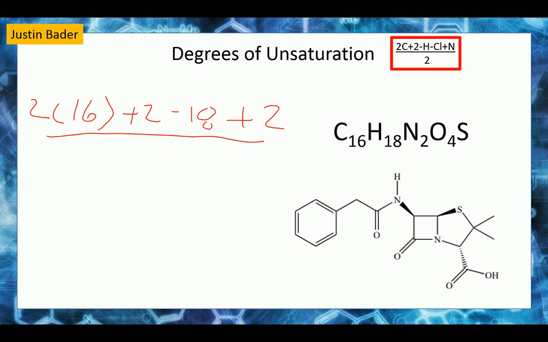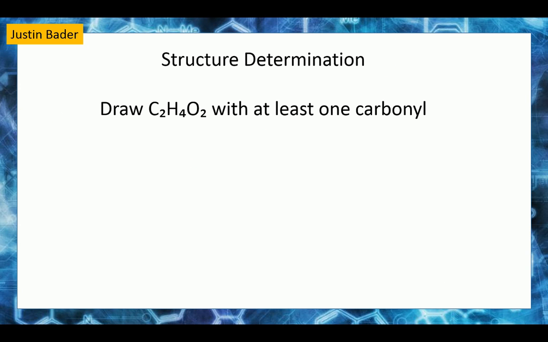We do the math, we go 32, 34, 36, minus 18. 18 divided by 2 is 9. So we get 9 for the degrees of unsaturation. This can be very important when we're doing structure determination. For example, let's try to draw the structure of C2H4O2 with at least 1 carbonyl present in the molecule.